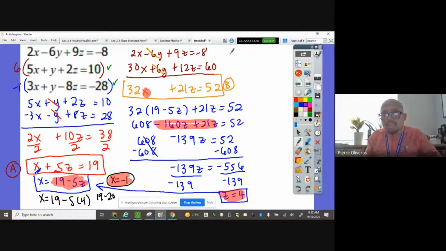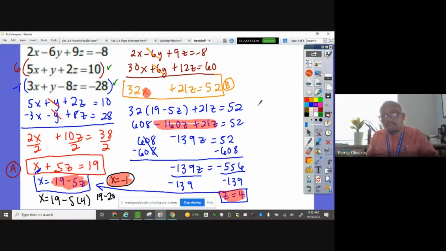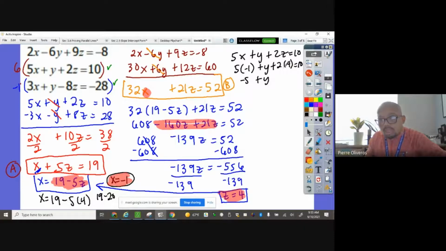I need to plug these into one of the original three equations to find the y. So let's go with the second equation. 5x plus y plus 2z equals 10. X is negative 1, y is unknown, z is 4, equals 10. 5 times negative 1 is negative 5, plus y, 2 times 4 is 8, equals 10. Negative 5 plus 8 is positive 3. Subtract 3 on both sides. Y is equal to 7.